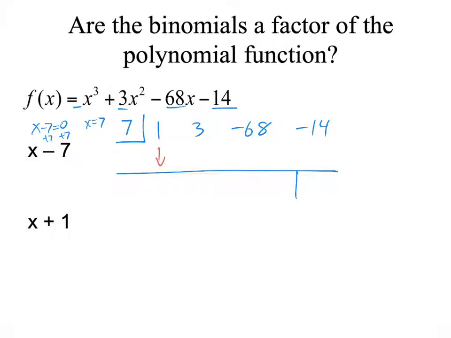So bring this down. That's a 1. 7 times 1 is 7. Add down, you get 10. 7 times 10 is 70. Add down, you get 2. 7 times 2 is 14. Add down, you get 0. So I got a remainder of 0.